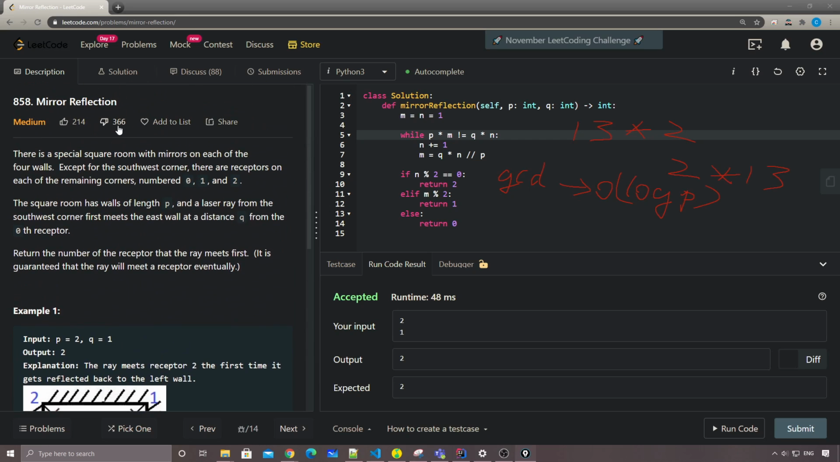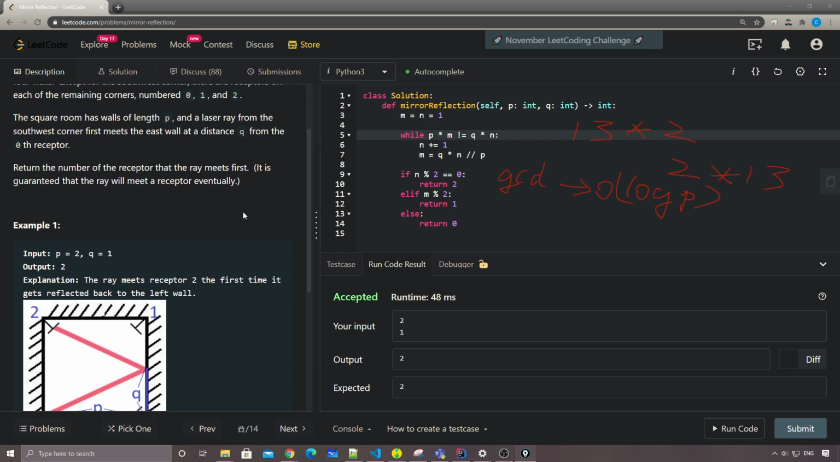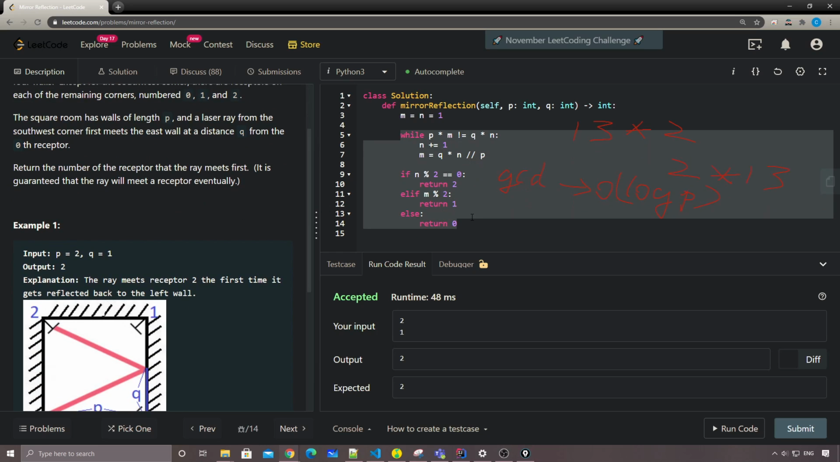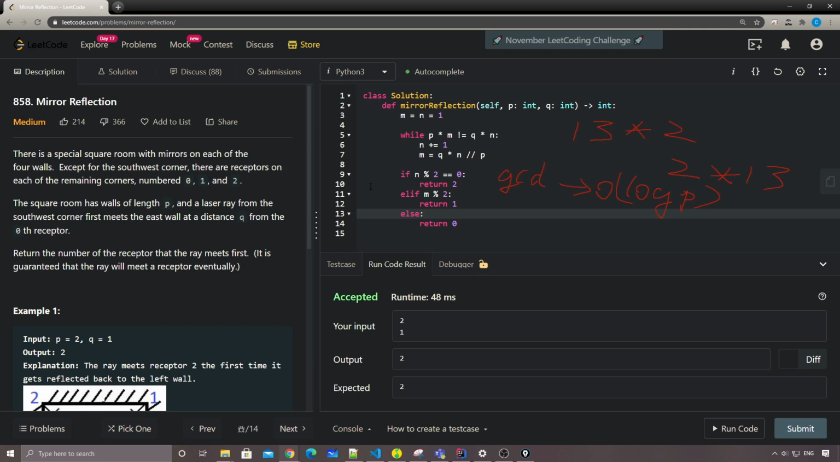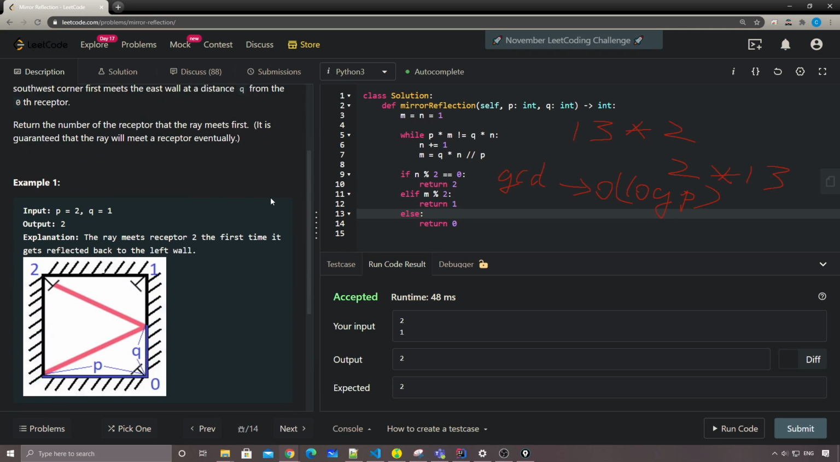I know why it got a lot of downvotes, because this is more like a math problem. I don't think it's very likely you will get this kind of problem in the interview, but it's always fun to take a look at this kind of math problem. And I think that's it.